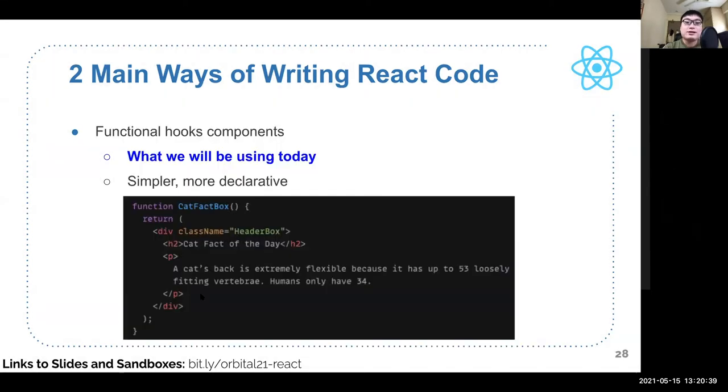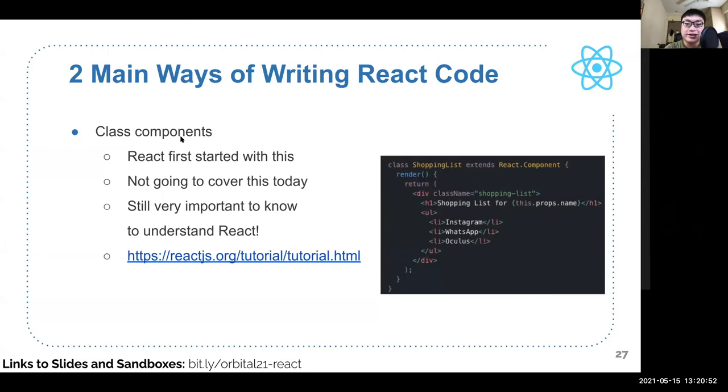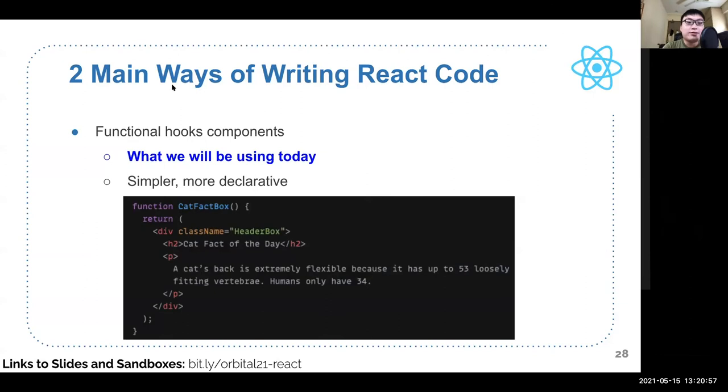But this is what most people are using today to write React code, and this is functional hooks components. Okay, because it's a lot simpler, it's a lot more declarative. When you were writing class components, you still need to define a render method over here. But for functional hooks components, essentially you are just writing a function and then returning HTML over here. Again, you are just writing a function and this function already acts as a React component, and you just return the HTML that directly shows what needs to be displayed on the web browser itself.